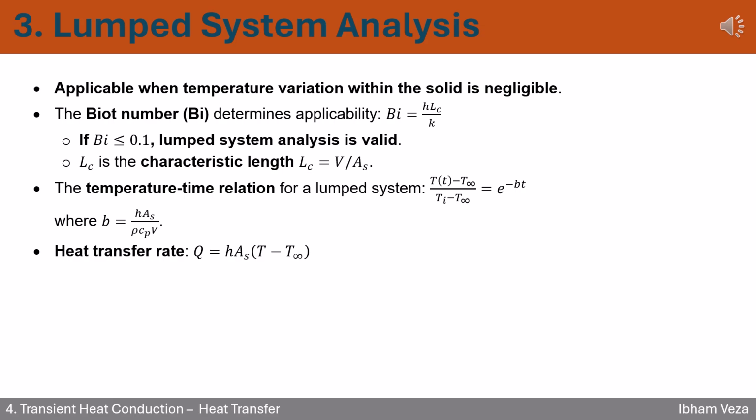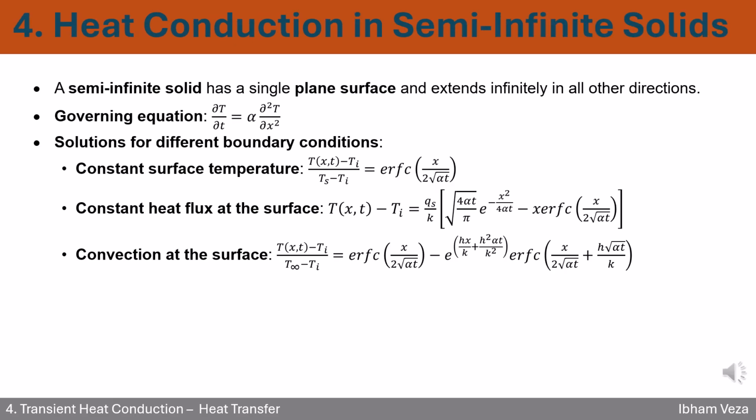We use a simple temperature-time relation that follows exponential decay, and you can quickly estimate the heat transfer rate with a straightforward equation. Focus on the Biot number first. If it's small, lumped system is your friend. Simple, fast, and effective.